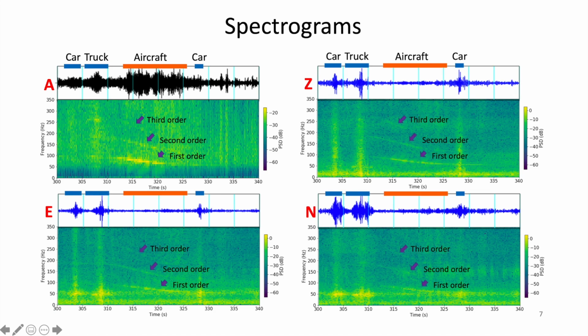Affected by the Doppler effect, the received harmonics shift from the high frequency to the low frequency. Since the aircraft was flying at an altitude of several hundred meters, the sound wave mostly impacts vertically. Consequently, the ground motion is stronger in the vertical component than the horizontal components.